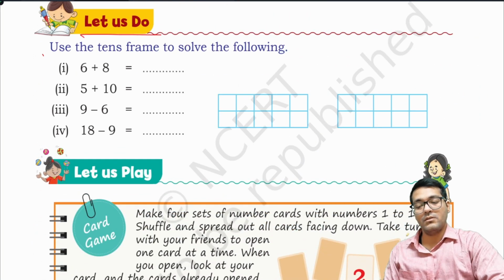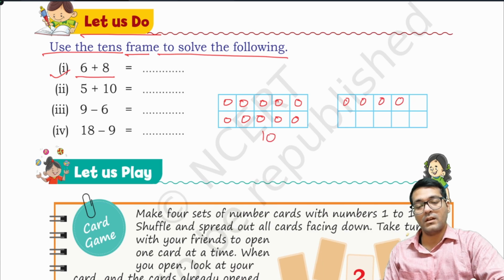Let us do. Use the tens frame to solve the following. 6 plus 8, that means 6 here, and then 8. 1, 2, 3, 4, 5, 6, 7, 8. That means 10 and 4 is equal to 14. 5 plus 10 is equal to 15. 9 minus 6 is equal to 3.